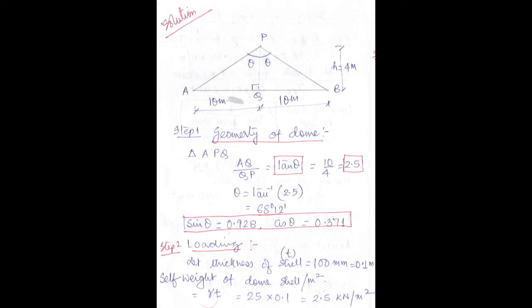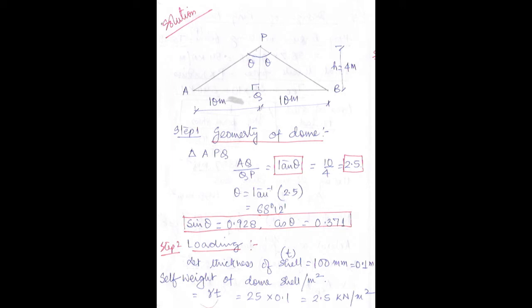Now you find out the value of sin theta and cos theta and write it like this, because in a later stage we need these values directly. At that time, every time we don't have to calculate the value of sin theta and cos theta. So sin theta, that is sin 68 degree 12 minute, is equal to 0.928 and cos theta is equal to 0.371. So our step number 1 is done.